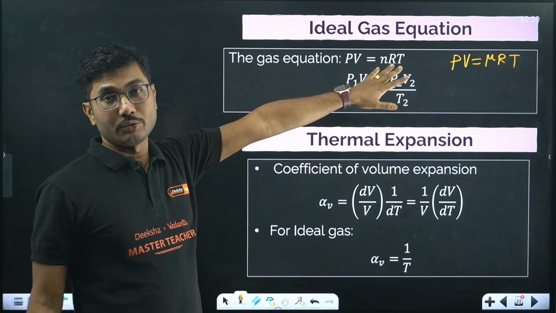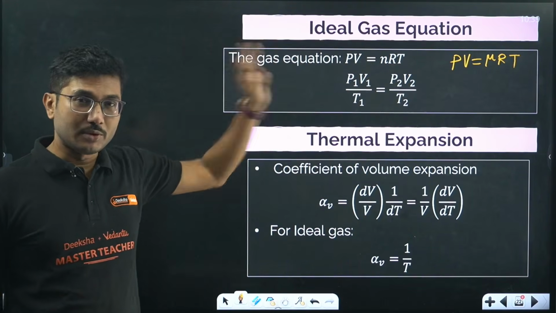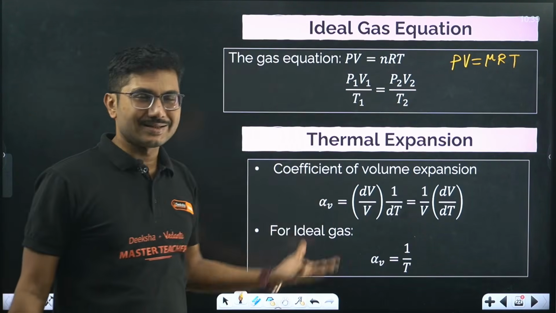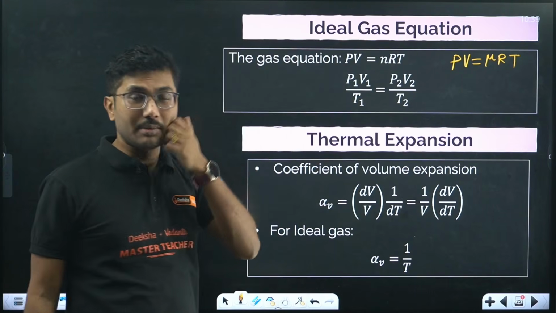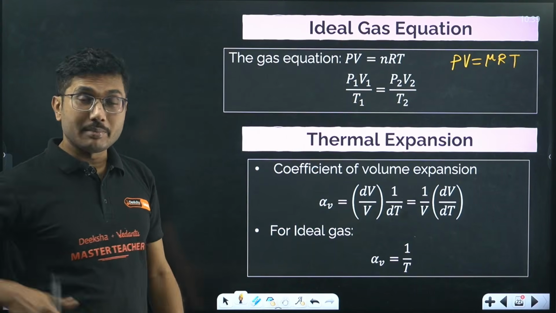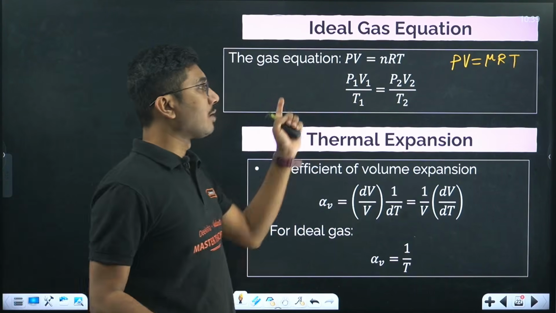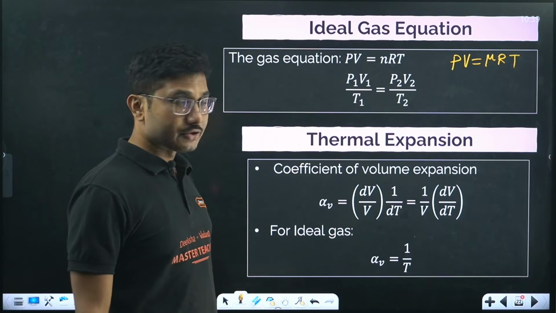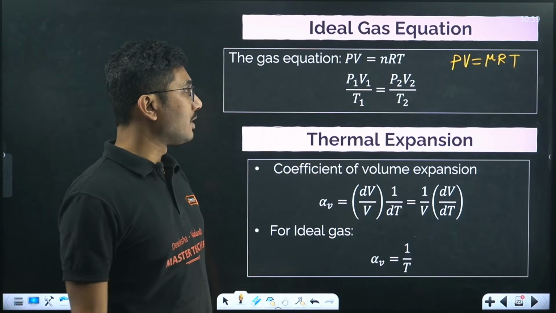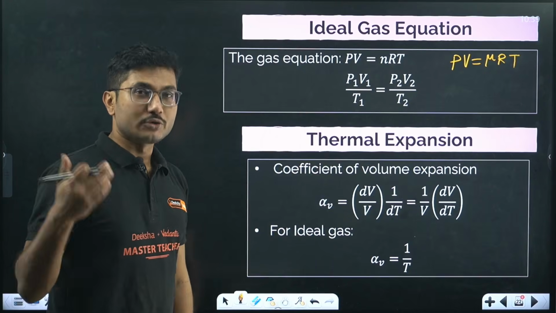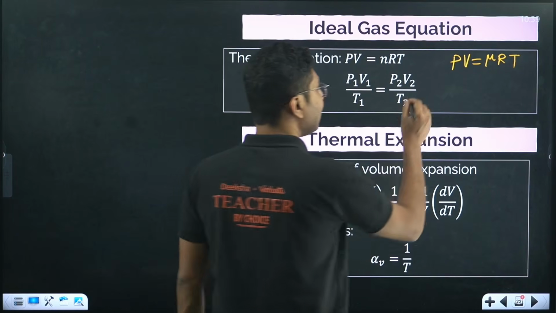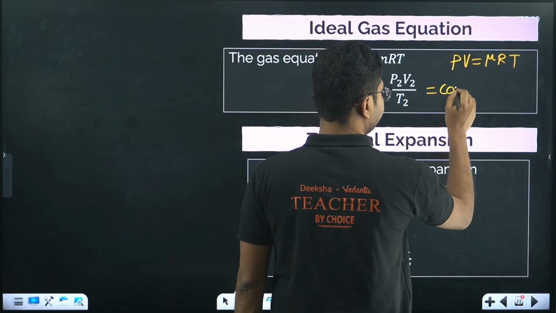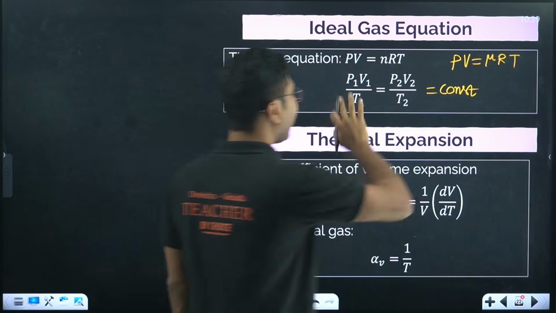So if you know the formula, it does not matter whether you write μRT or nRT, because in the exam they will not ask you this formula, but maybe they will ask you a problem based on this formula. And one more important part is that P1V1/T1 is constant, that is P1V1/T1 = P2V2/T2 = P3V3/T3. So basically this is a constant quantity. This is the ideal gas equation.